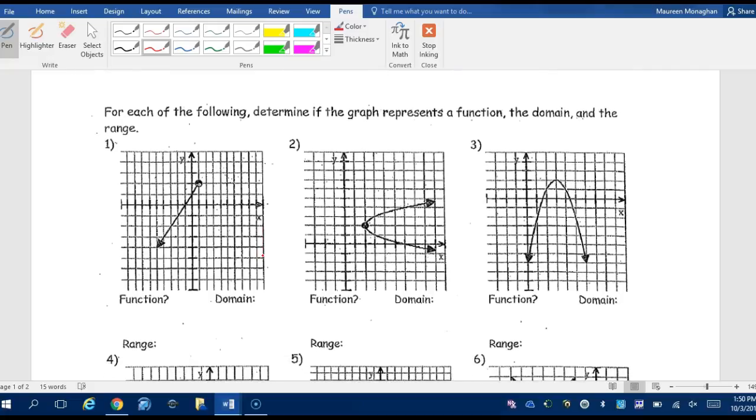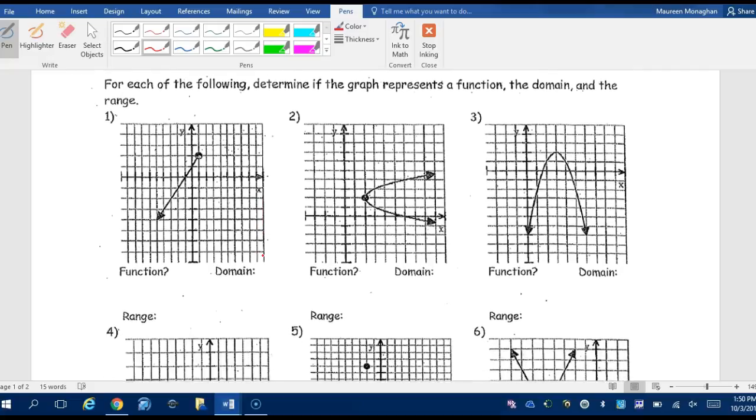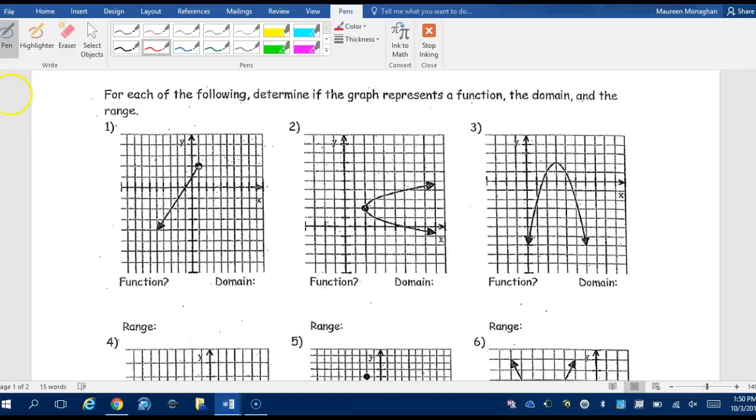Determine if the graph represents a function, find the domain and the range. Okay, first one. Is this a function? Well, I'm going to use the vertical line test. So all I have to do is draw a line. If I hit 2 points, it's not a function. So is it a function? Yes. The domain. And I'm just going to use interval notation for the domain.